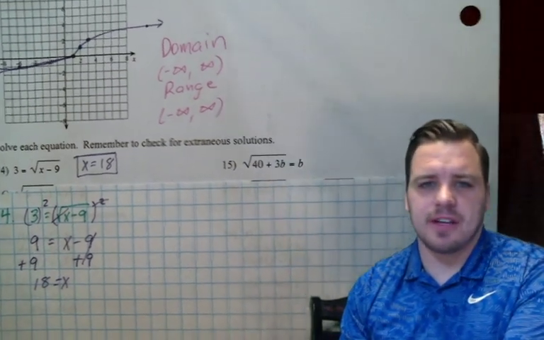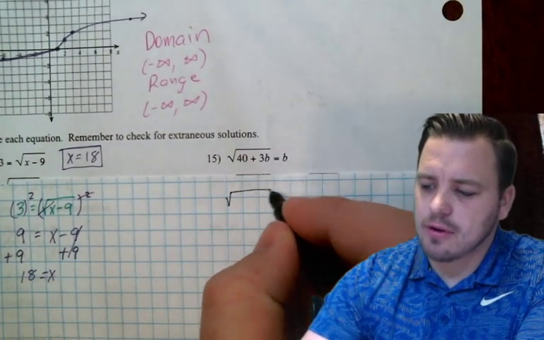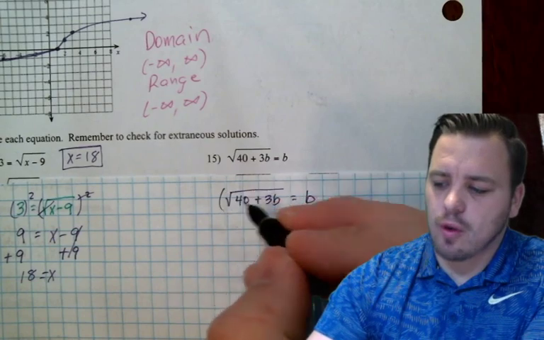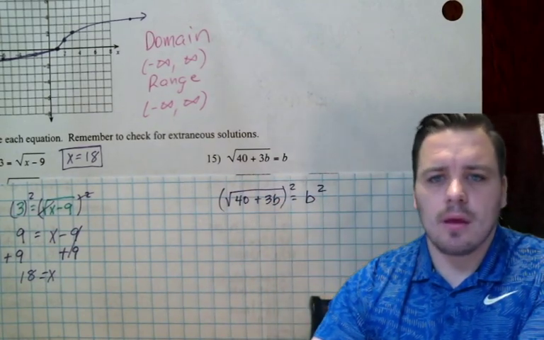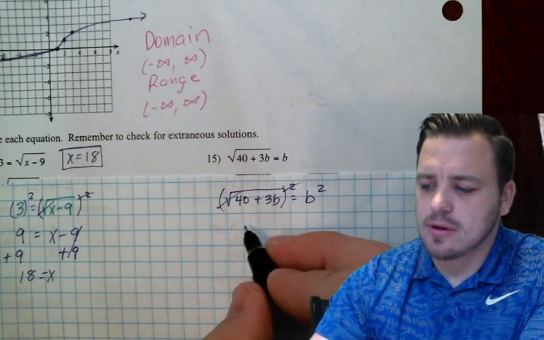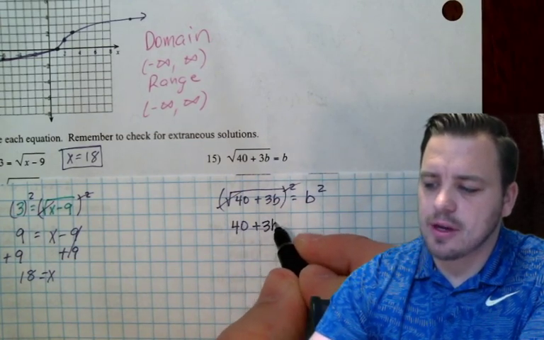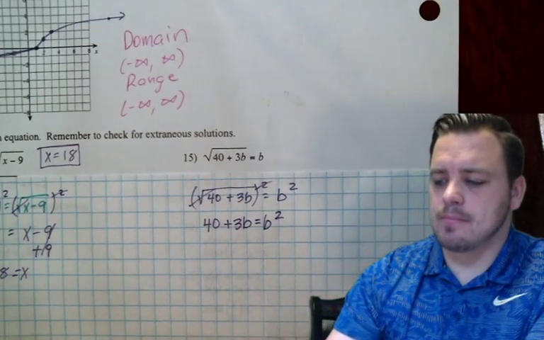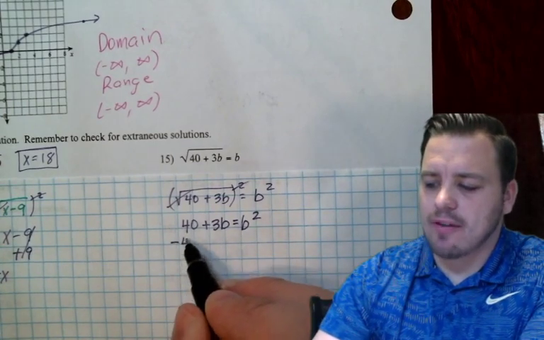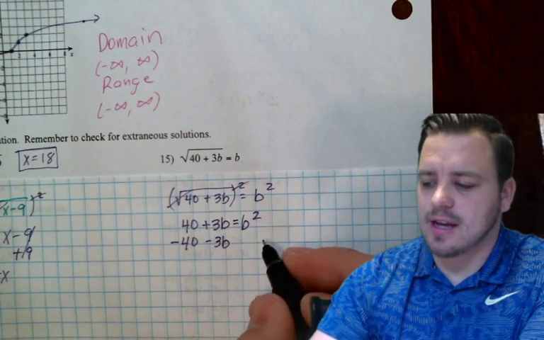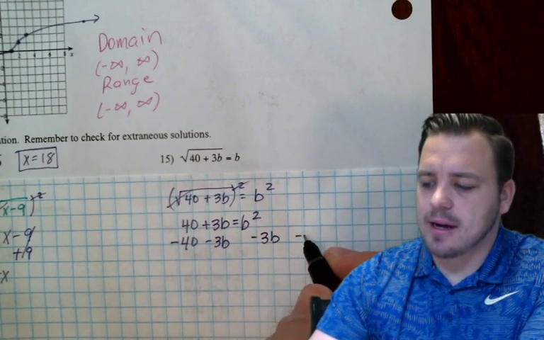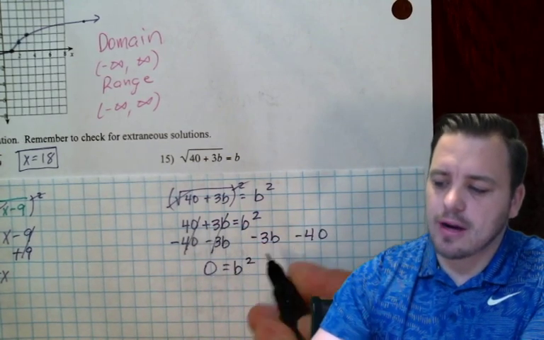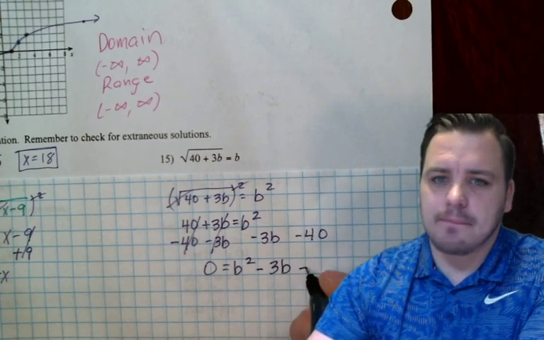All right, looking at number 15. Moving right along. 15, the square root of 40 plus 3b equals b. So here we want to square both sides. The square root and the square cancel, and I'm left with 40 plus 3b equals b squared. So I'm going to subtract 40 from both sides and 3b from both sides. So that would be minus 3b minus 40. Cancels, cancels, and I'm left with 0 is equal to b squared minus 3b minus 40.